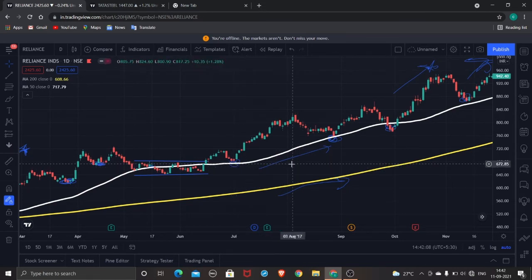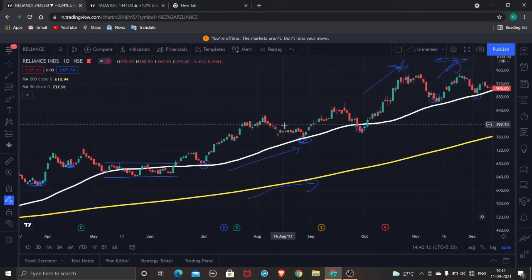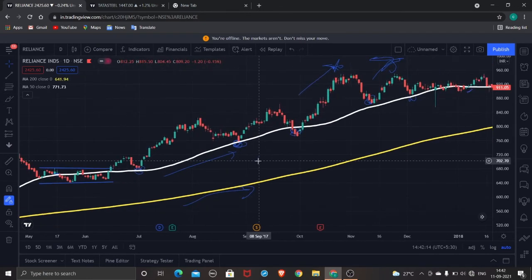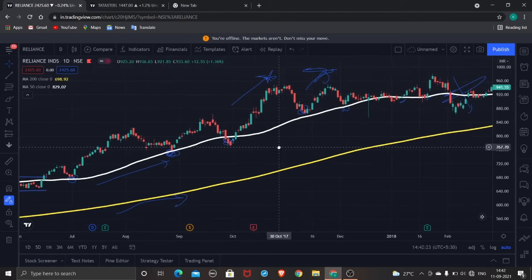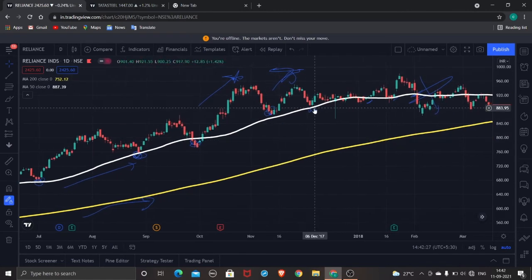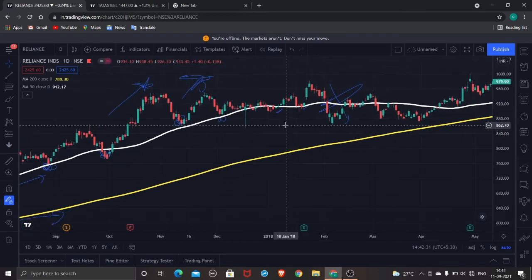Here is the entry. We can clearly see that the 50 moving average is rising and the 200 moving average is rising. Entry confirmed, profit. We can easily book profit. The 50 moving average is rising, the 200 moving average is rising, so here we can take an entry. 50 moving average rising, 200 moving average rising, we can take an entry. Again, 50 moving average rising, 200 moving average rising, we can take an entry.